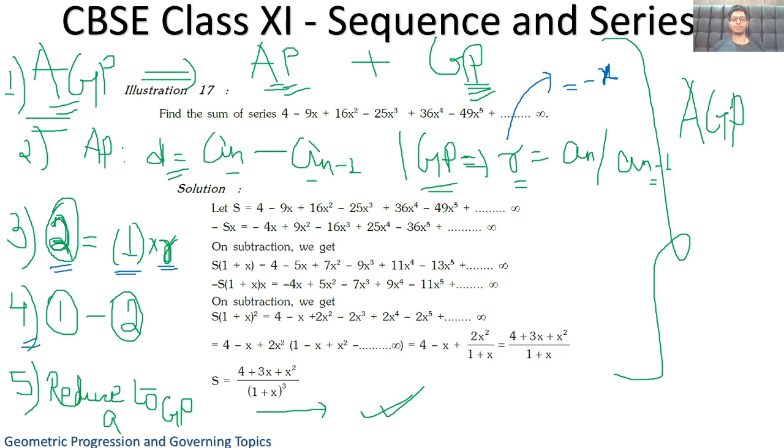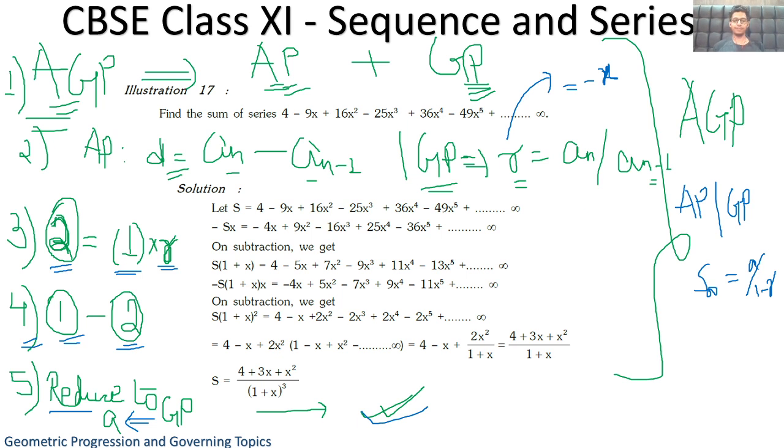Now the fourth step says you need to subtract second from 1 and then reduce the entire sequence to a GP. Okay. So an AGP, and then you need to solve the entire equation. So an AGP can be solved by using the properties of an AP as well as properties of a GP, and then the summation formula of a GP of an infinite series. That's how you are going to solve this entire question.